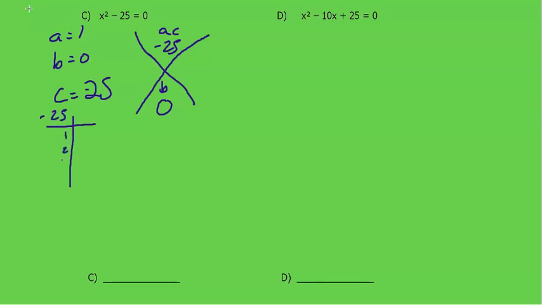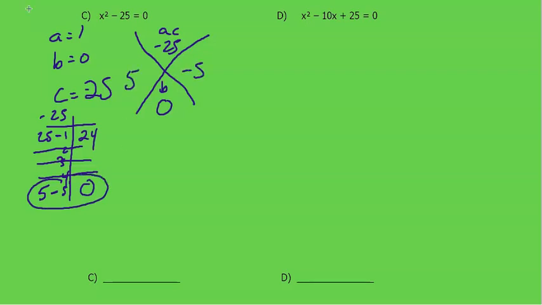So we have 1, 2, 3, 4, 5. Okay, 25 divided by 1 is 25. 25 divided by 2 is a decimal. 25 divided by 3 is also a decimal. 25 divided by 4 is a decimal. And 25 divided by 5 is 5. So we're going to use this factor pair right here, 5 and -5.